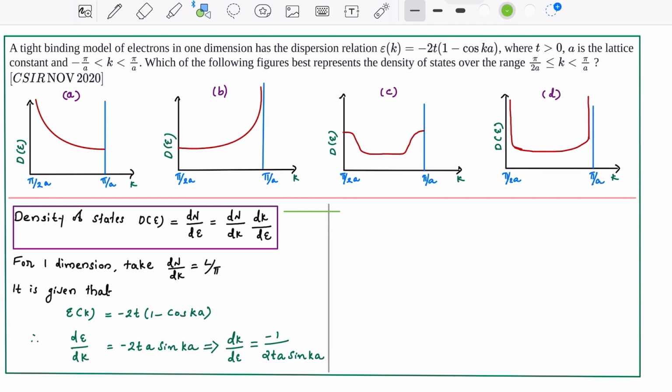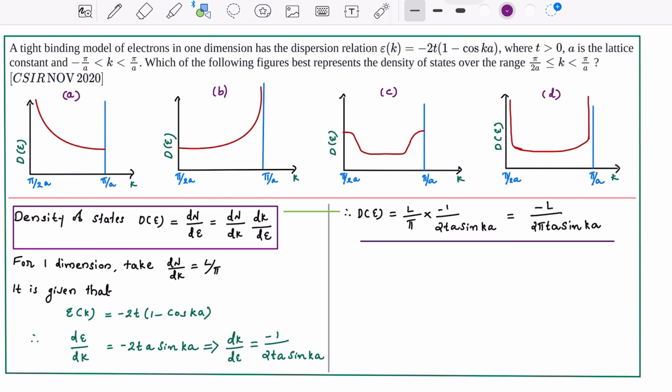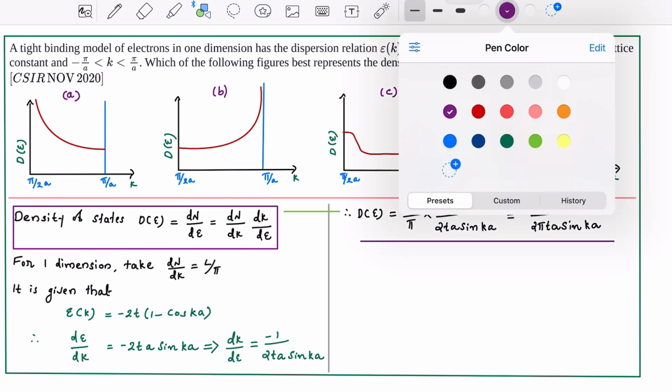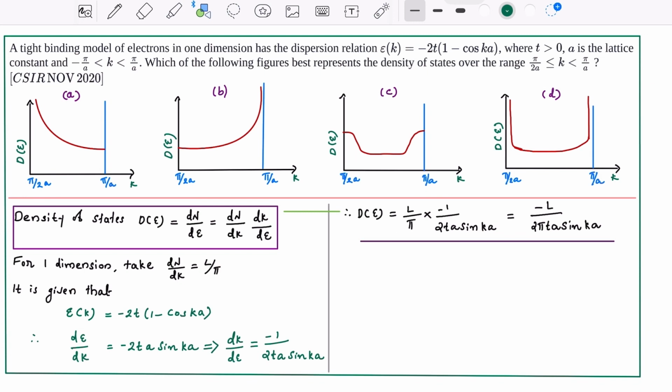Now substitute the values of dn by dk and dk by dE in the expression for density of states. You will get D of E, which is equal to L by pi times minus 1 by 2ta sin ka, which is equal to minus L by 2 pi ta sin ka. This is the expression for the density of states using the dispersion relation given in the question.